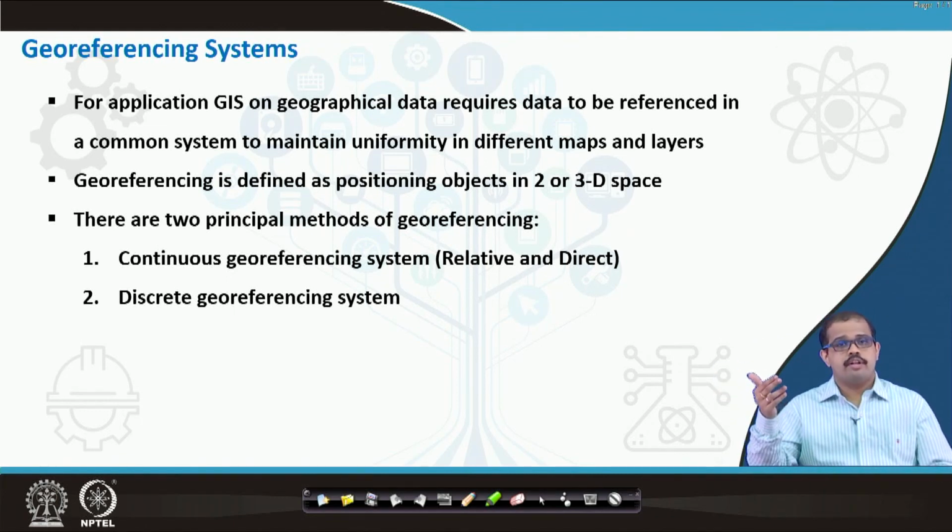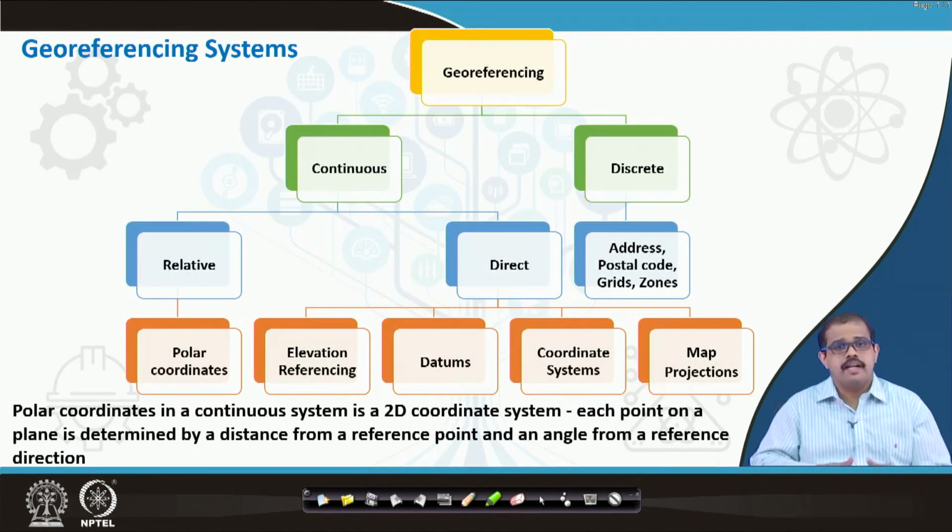There are two types of georeferencing system, and when we look at very principal methods, it is continuous georeferencing system, that is also called as relative and direct. We have different types, I will speak about this. Then we have discrete georeferencing system. So we look at the continuous georeferencing system and discrete georeferencing system in our next set of slides.